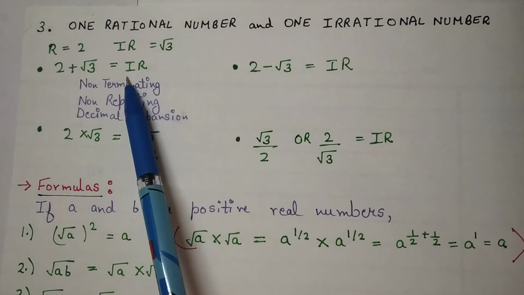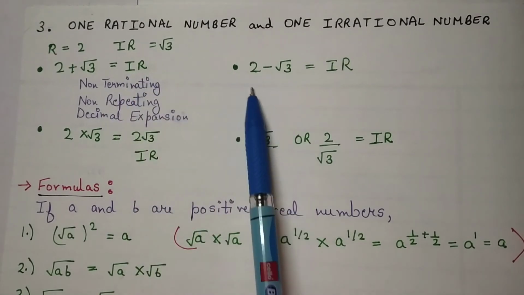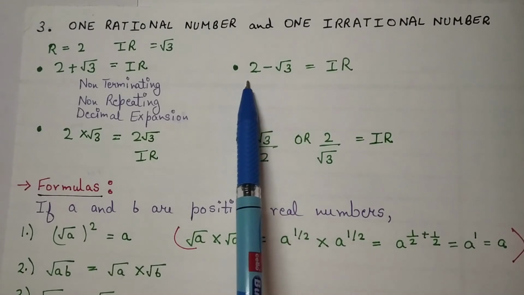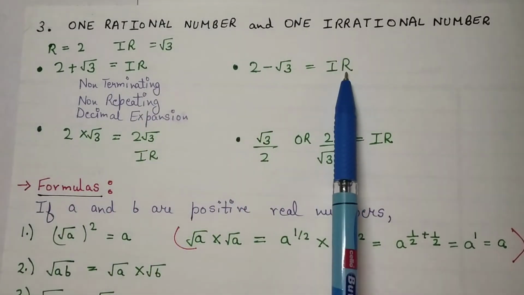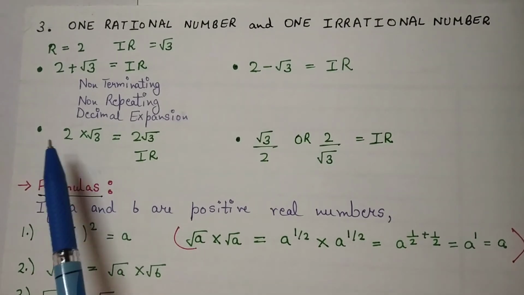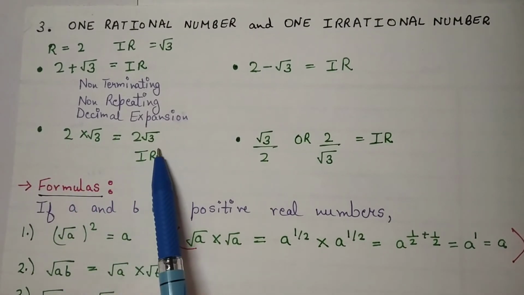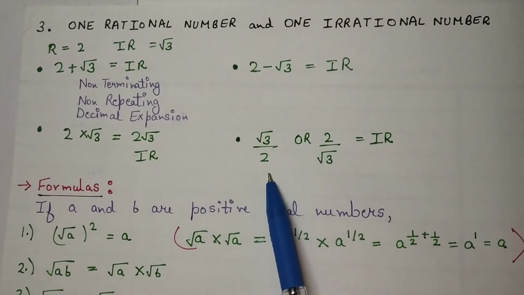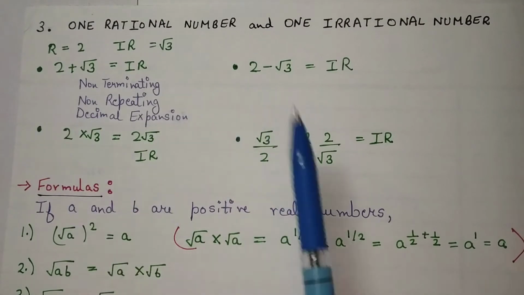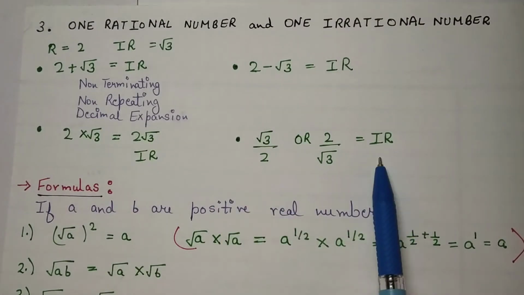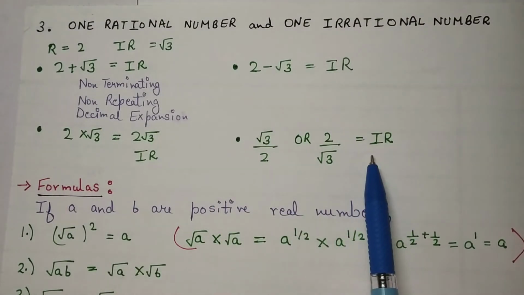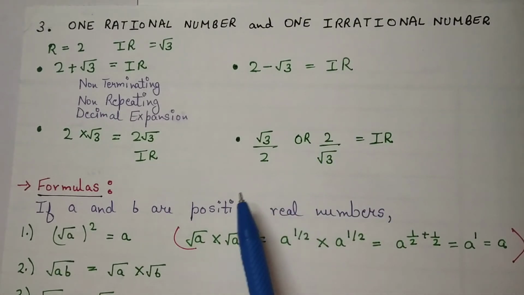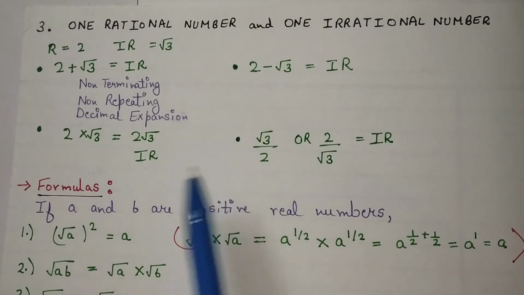So this is irrational. Similarly, here also, if I subtract a non-terminating, non-repeating decimal expansion from 2, it will always be irrational. If I multiply rational to irrational, it is always irrational. And also if I divide rational by irrational or irrational by rational, it is always irrational. These things will be used in the questions. In the next video, I will discuss all the questions. You will be clear about these concepts.